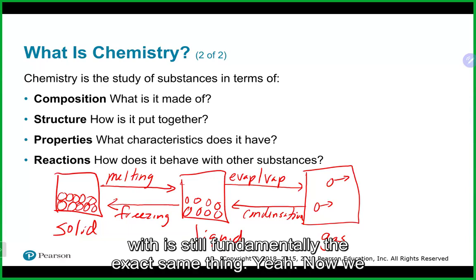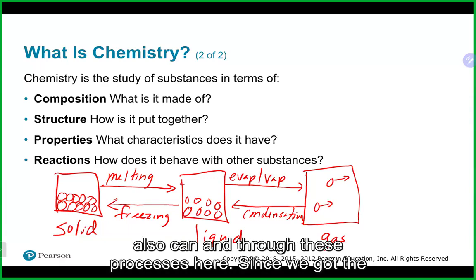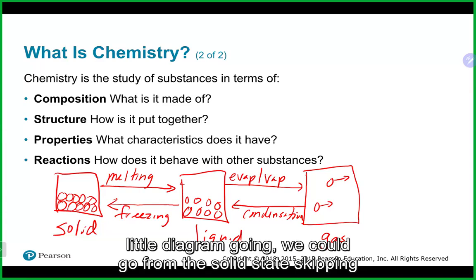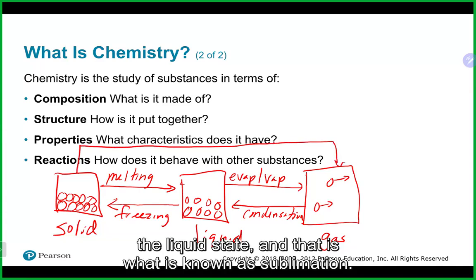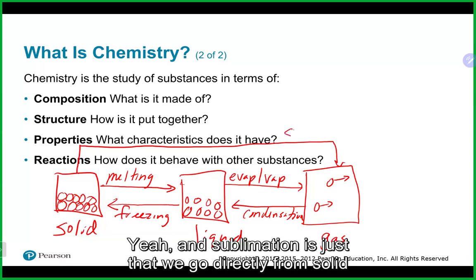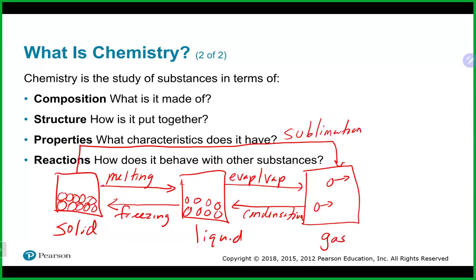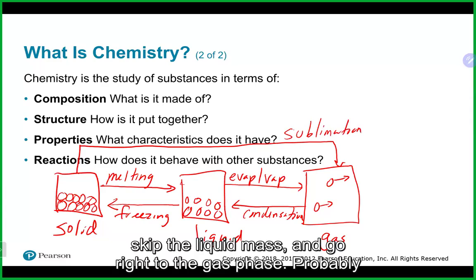Now, through these processes here, since we got the little diagram going, we can also go from the solid state skipping the liquid state. And that is what is known as sublimation. And sublimation is just that. We go directly from solid, skip the liquid mess, and go right to the gas phase.